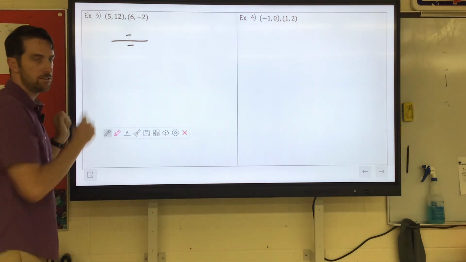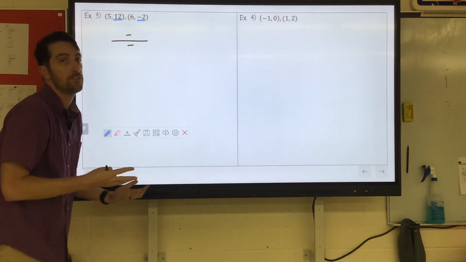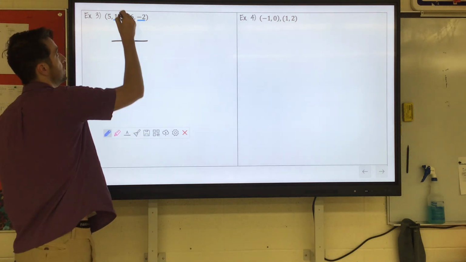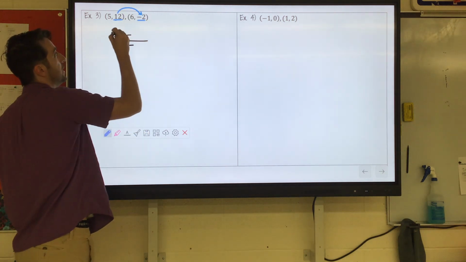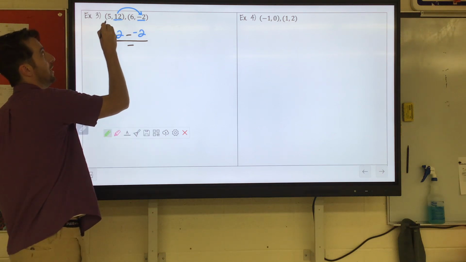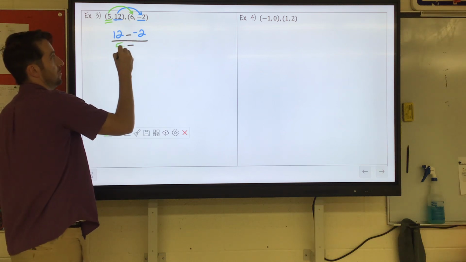We subtract the y's in the numerator. Our two y's would be 12 and -2. It doesn't matter the order you write them, as long as you're consistent with the order with the x's. So let's say I wrote 12 first. 12 minus -2. That means in the denominator, when I do my x's, I have to start with the 5 and do 5 minus the 6.